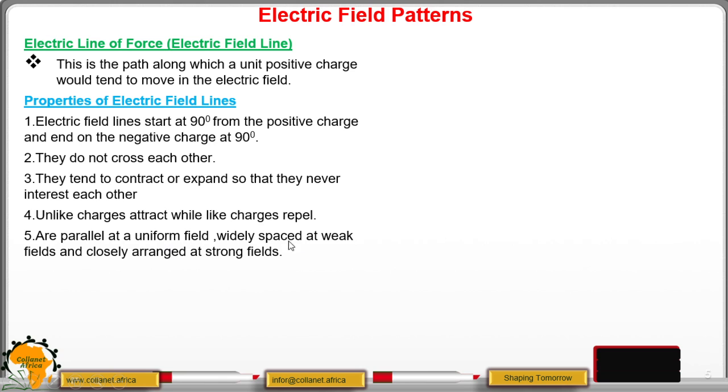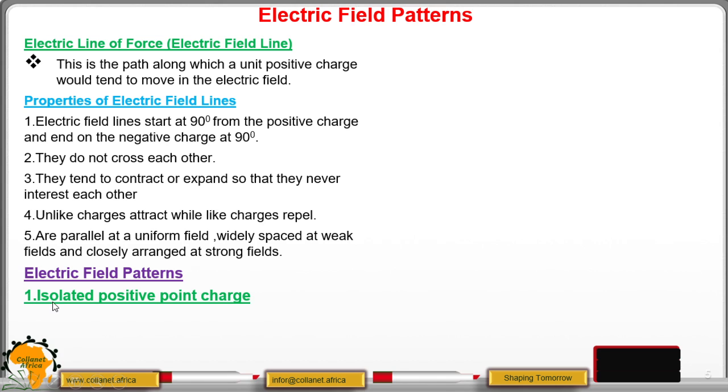But if they are widely spaced, then that field is weak. But where they are closely arranged, then we have a strong field. From there, using these properties, we can draw electric field patterns. First of all, we can start with an isolated positive point charge.